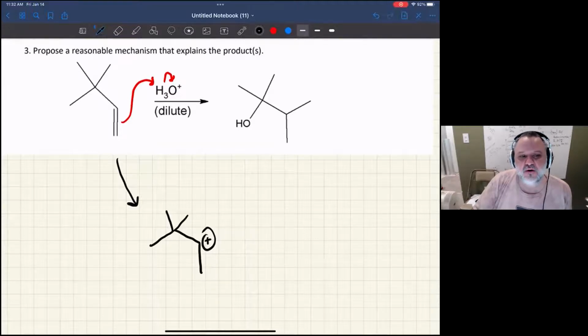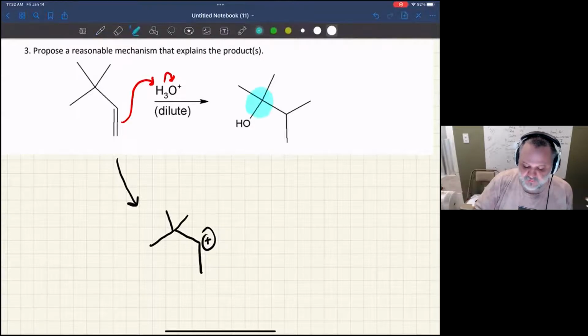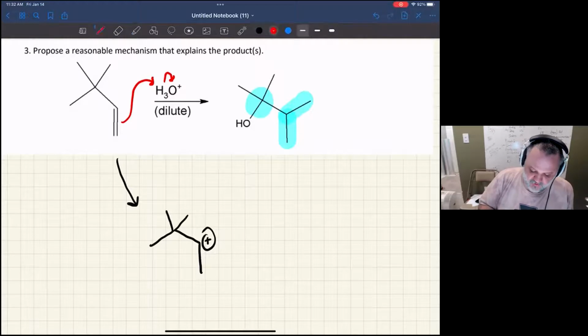And if you notice, the OH has added to a position that's tertiary. And it also looks like a methyl group has moved around. So there's going to have been some sort of rearrangement that occurred in this process. And this is where it occurs. So this is a secondary carbocation.